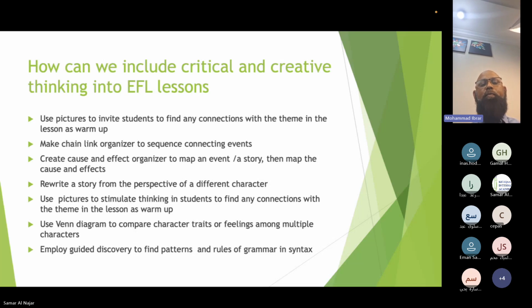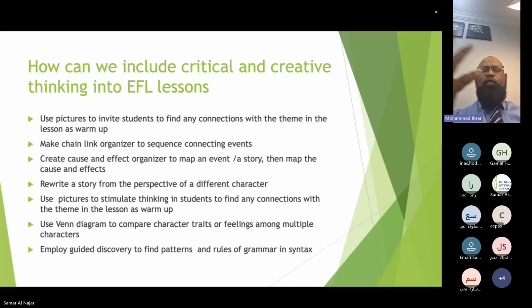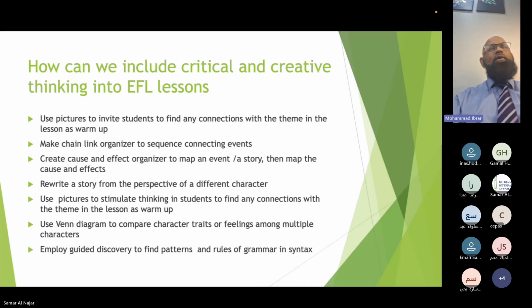Use a Venn diagram to compare character traits or feelings among multiple characters. So it's a good idea to use a Venn diagram, like there are three circles. Let me give you one example from my own class. I teach the health track.